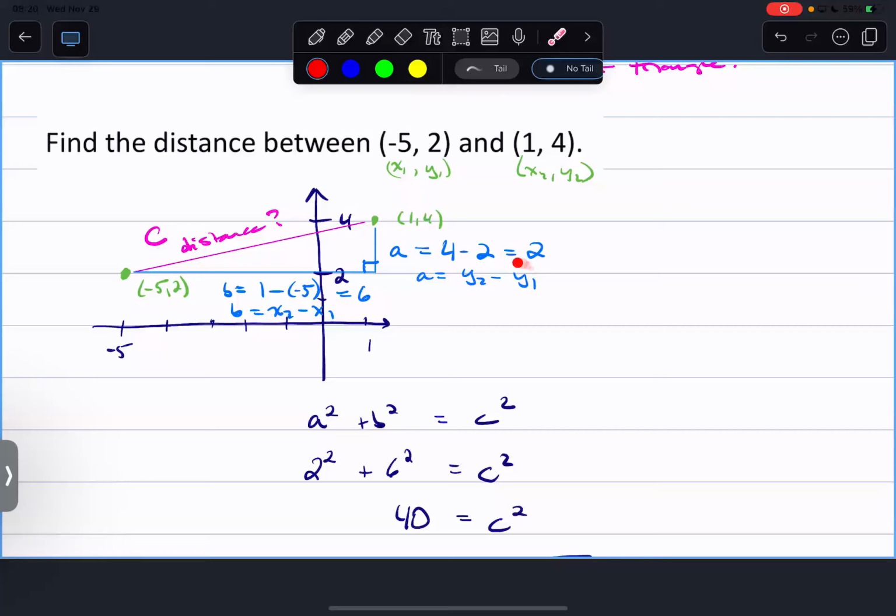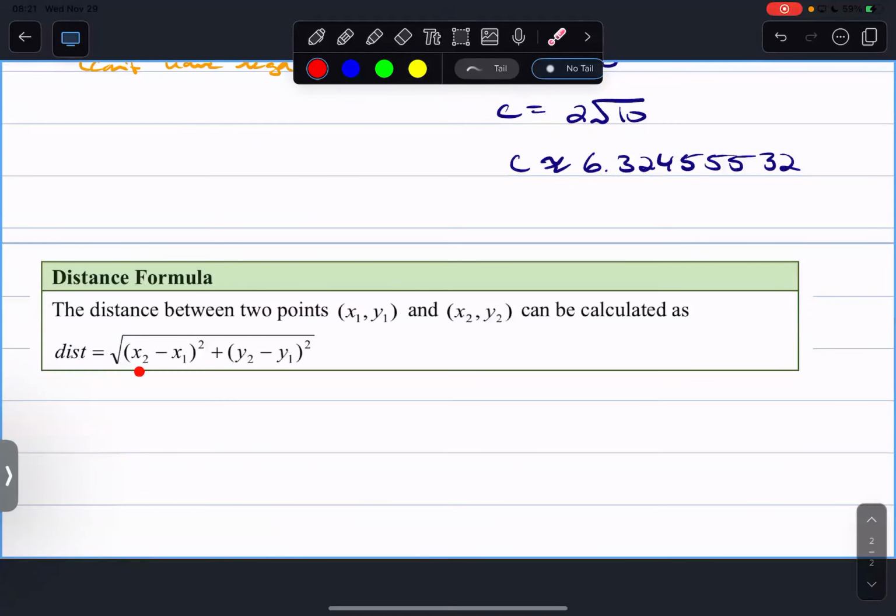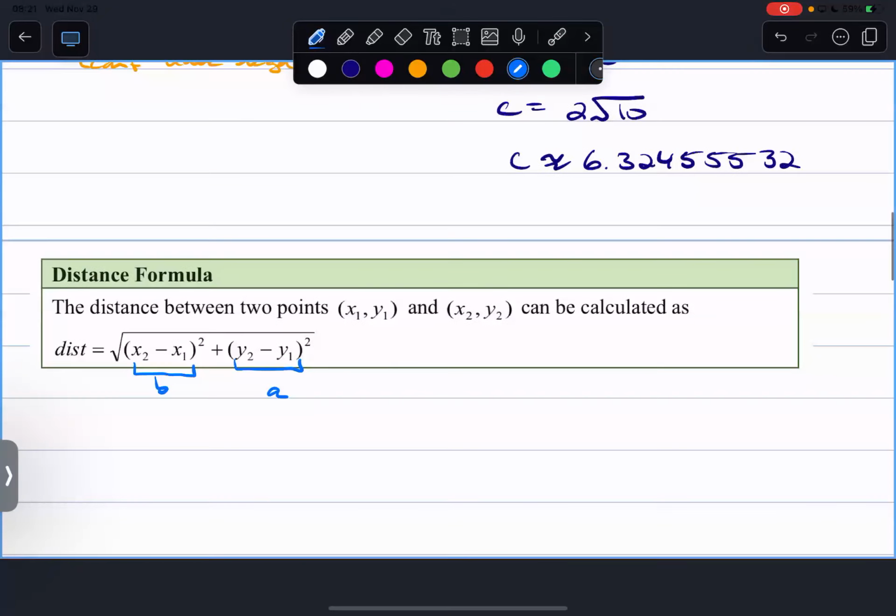And so we said that one of the legs is going to be y2 minus y1, and the other leg is going to be x2 minus x1. So if we look at this distance formula, x2 minus x1, in our case we had it as B, and y2 minus y1, we had it as A, from above.